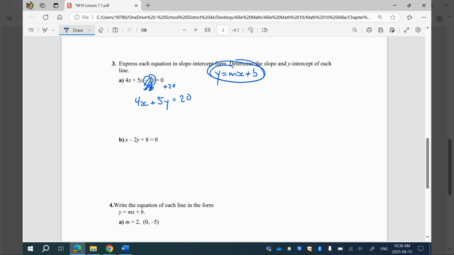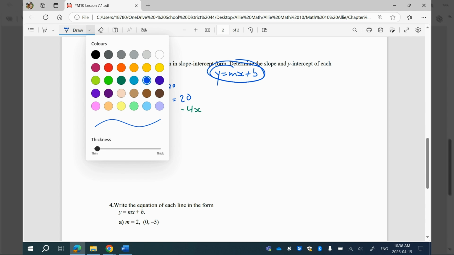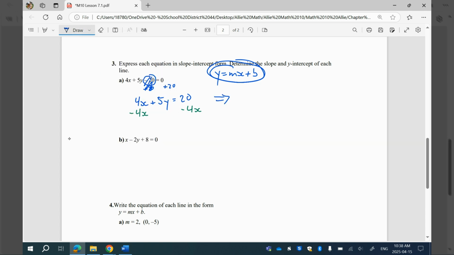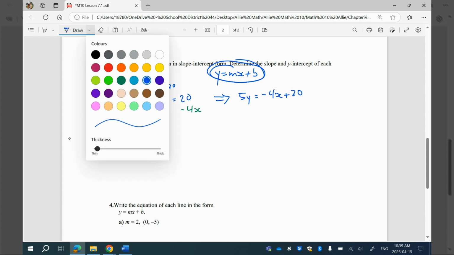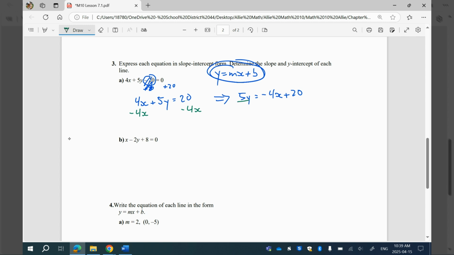Now we want our x on the right side. We have a positive 4x, so let's subtract 4x from each side. Okay. So those are going to 0 out. We'll be left with 5y equals negative 4x plus 20. And now we want the y by itself. So we need to divide this whole side by 5. We need to divide each of these terms by 5.